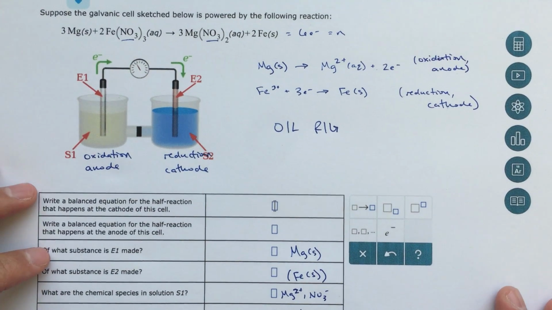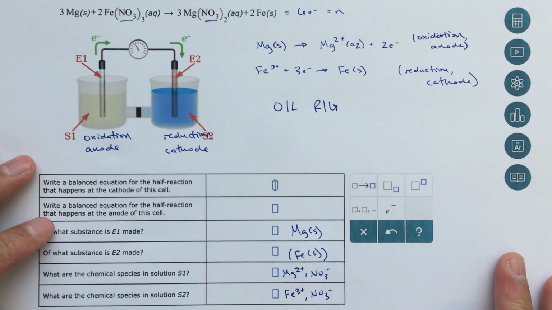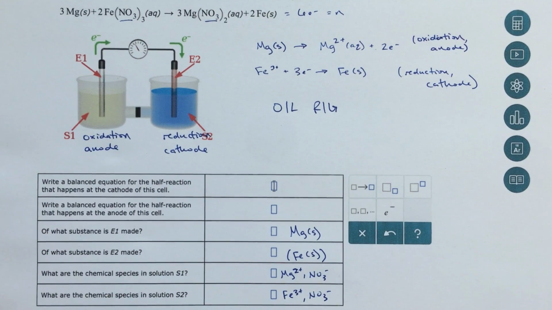And that's basically it. All of these will be basically the same type of treatment. Really the key is just writing out your relevant half reactions properly, and then you can answer the rest of these questions pretty straightforwardly. Okay.